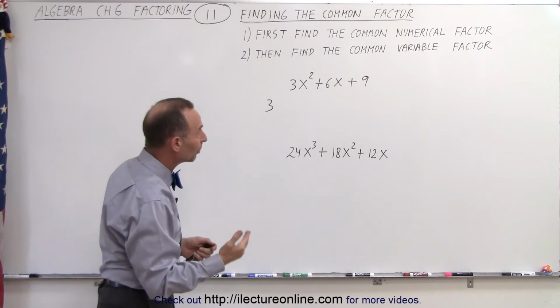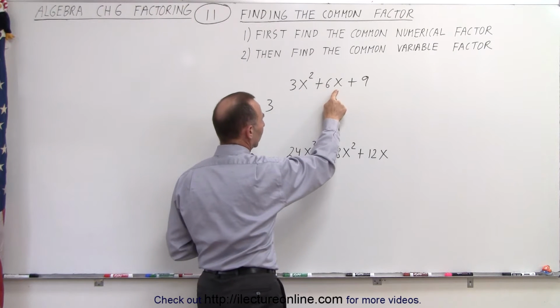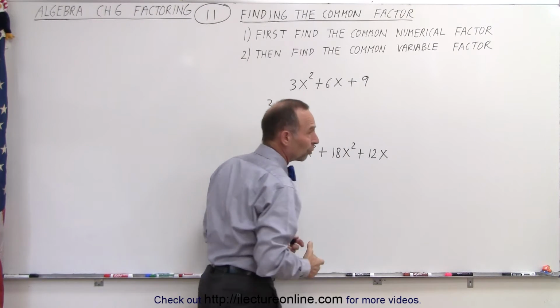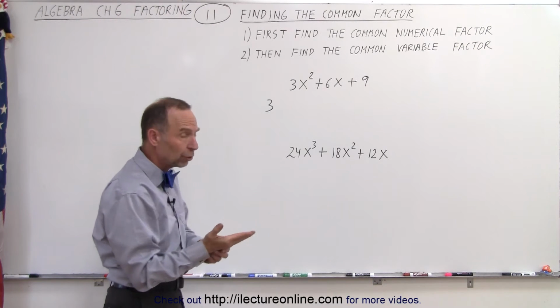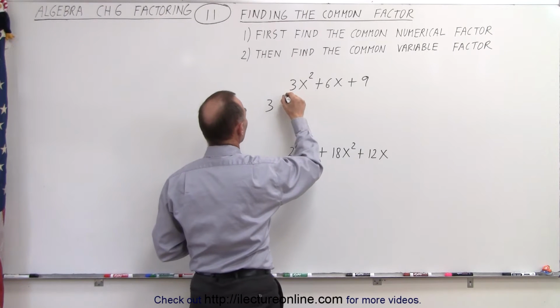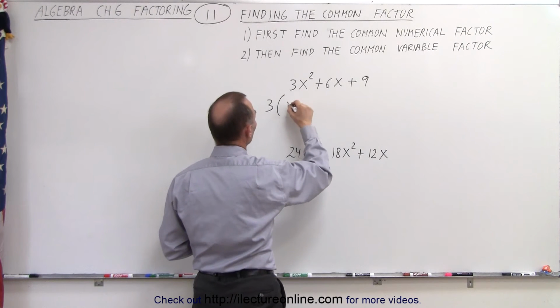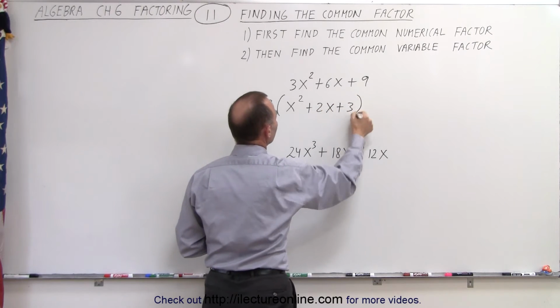Now what about the variable? The variable has in the first term an x squared, the second term x, but there's no variable in the third term, so x is not common to all three terms. Therefore, only the numerical factor 3 is common to all three terms, and this therefore becomes 3 times what's remaining, which would be x squared plus 2x plus 3.